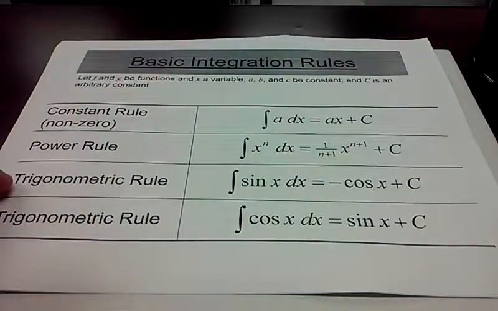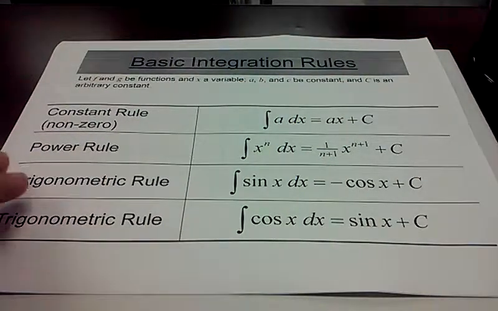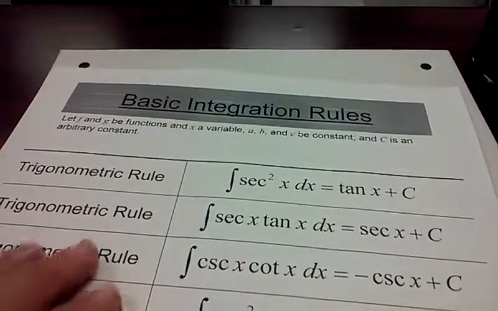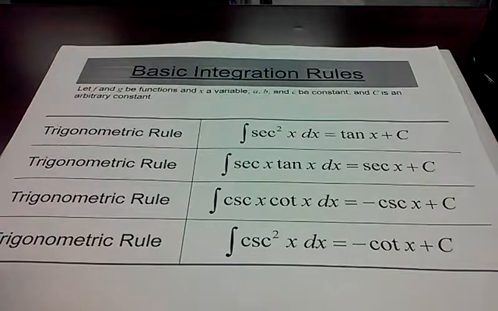The integral of sine is negative cosine. The integral of cosine is sine. And then some more trig rules. The integral of secant squared is tangent of x, and the integral of secant x tangent x is secant of x. The integral of cosecant x cotangent x is negative cosecant x, and the integral of cosecant squared is negative cotangent.